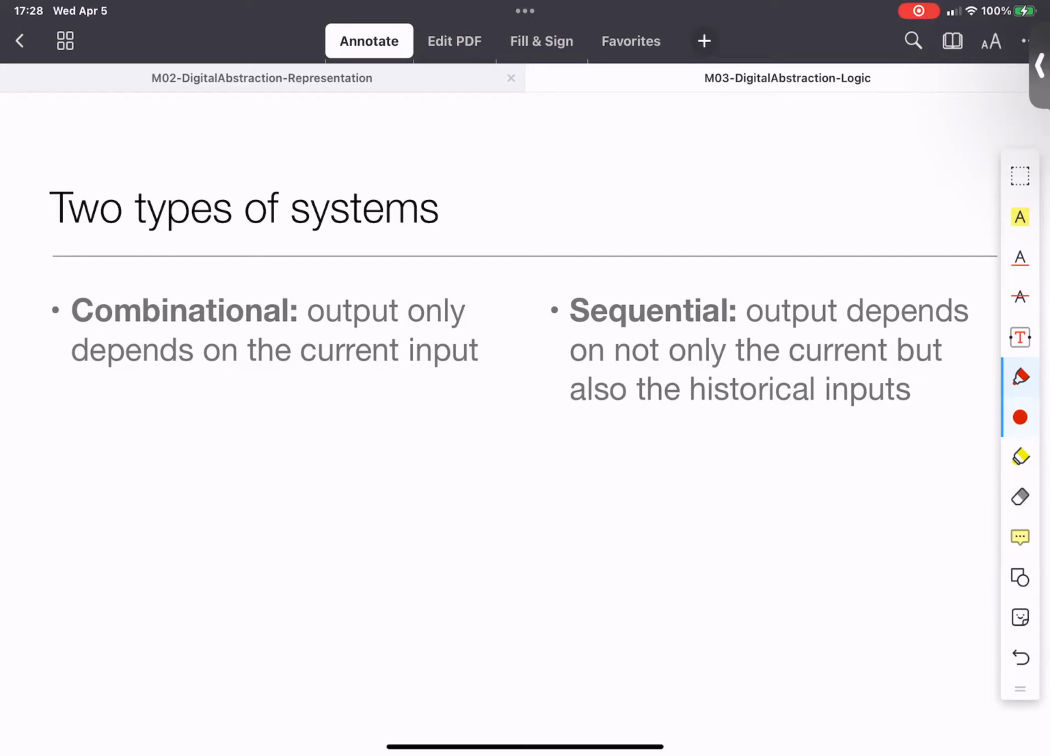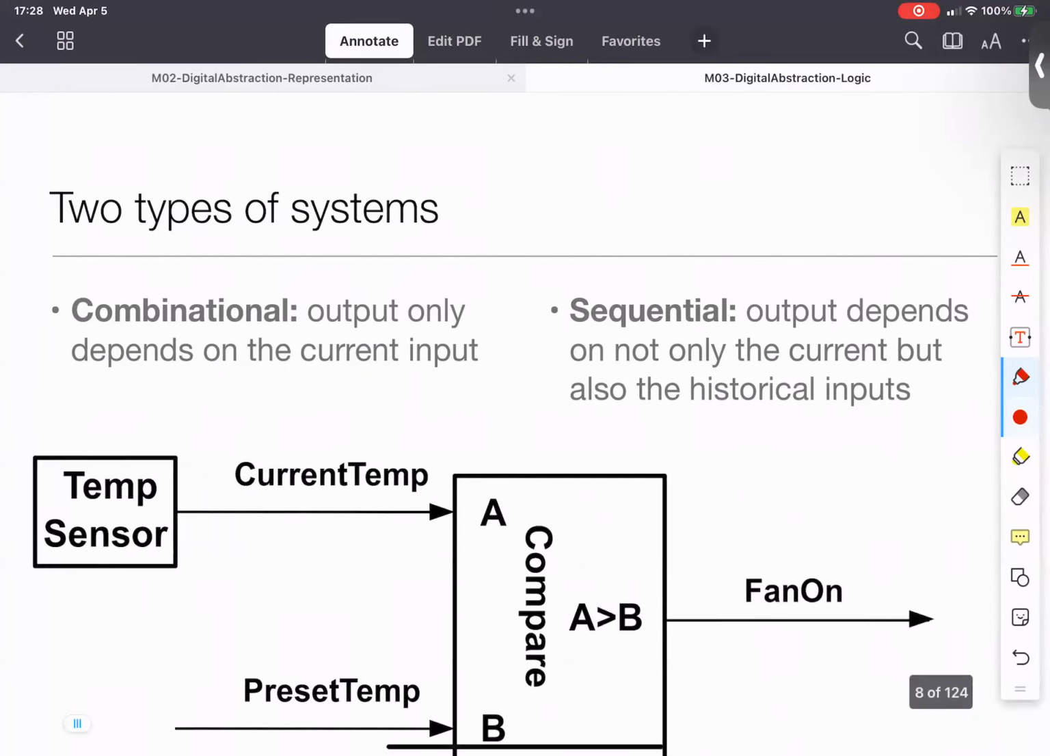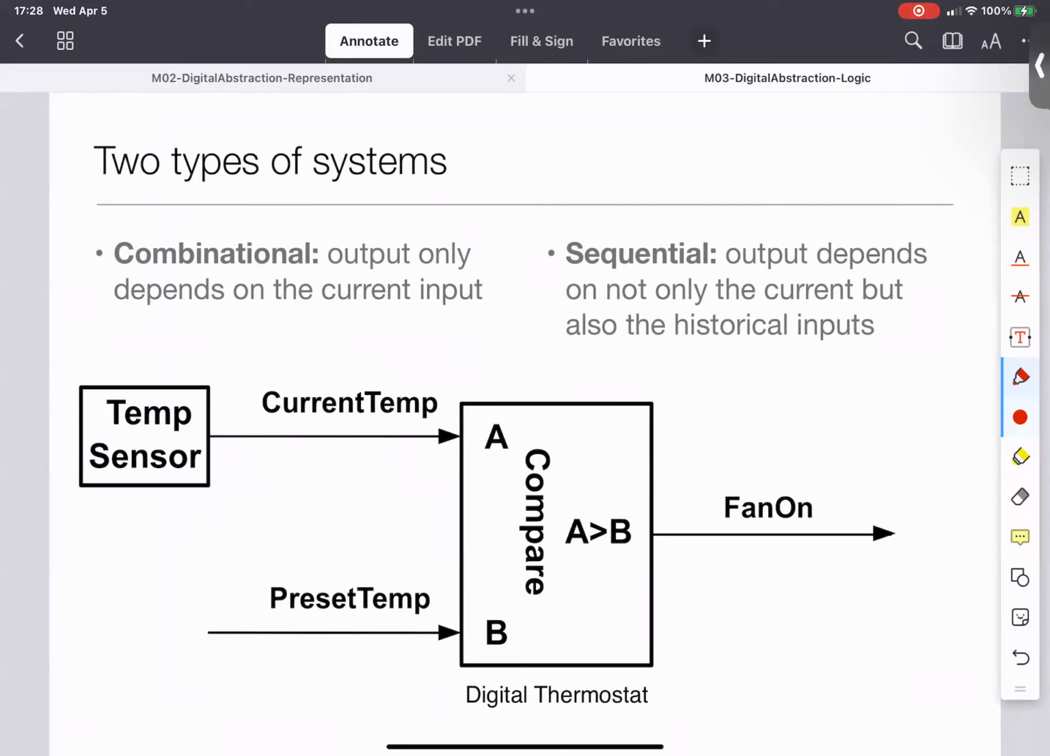Okay, so that's sequential. And so just to give you an example, let's say I have something like this, which is kind of like a crude simplistic thermostat. So I have a temperature sensor which is giving me the current temperature. There is a preset temperature which the user sets, and then I have some sort of box which compares the two values. And if current temperature is higher than the preset temperature, then it turns on the fan, okay, essentially in an attempt to cool things down. So what do you think it is?